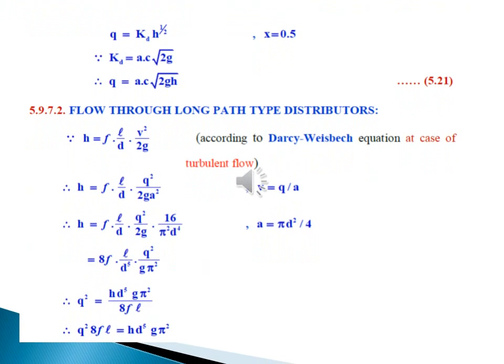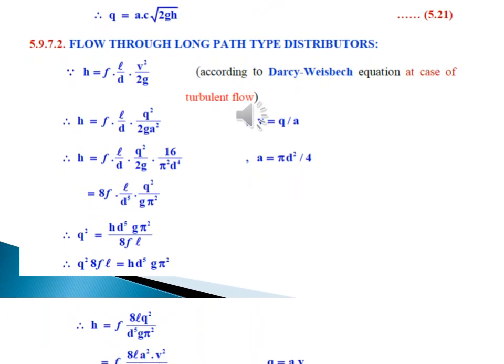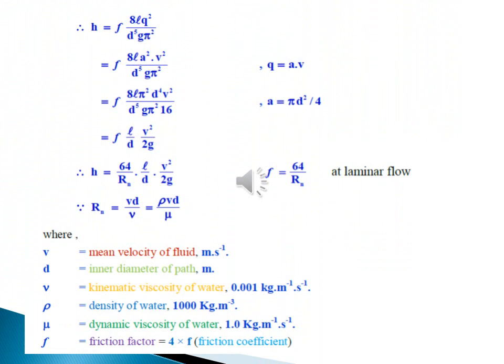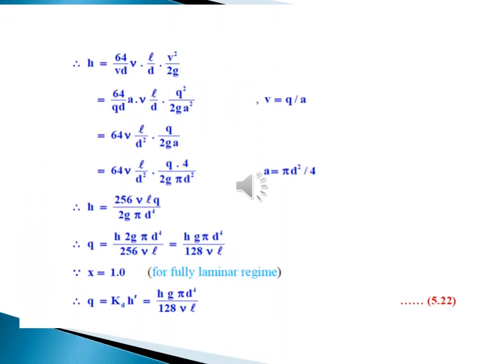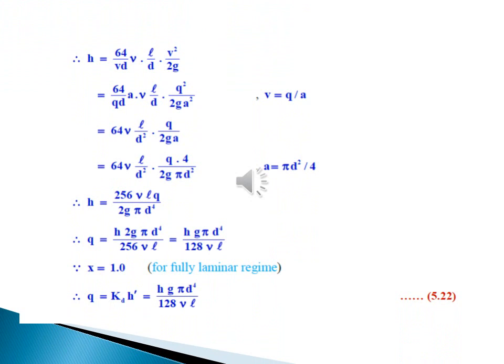Flow through orifice type distributors. For design with this type of orifice, the relation between the discharges under several heads is very important and should be obtained practically in the field. The exponent x will be equal to 0.5 because the regime will be fully turbulent, as shown in the enclosed equation. On the other hand, for flow through long path type distributors, it is clear in the enclosed Darcy-Weisbach path equation. Follow it, my dear, it is so easy and clear. The rest of the equation and its parameters, follow it, my dear, for flow through long path distributors.